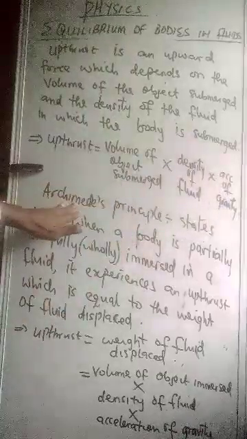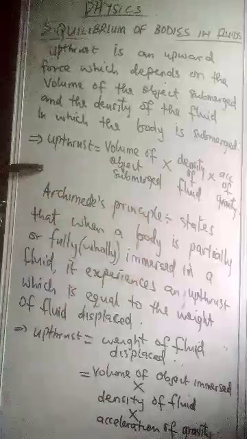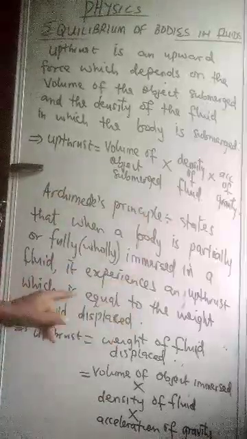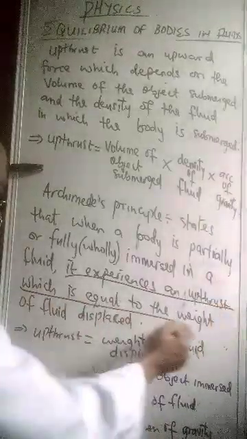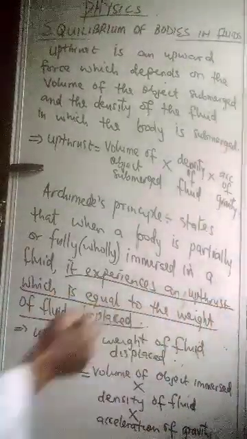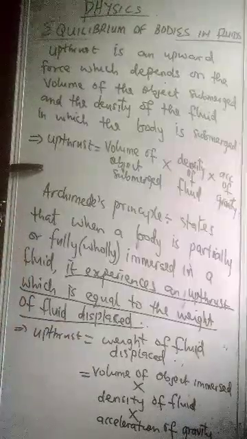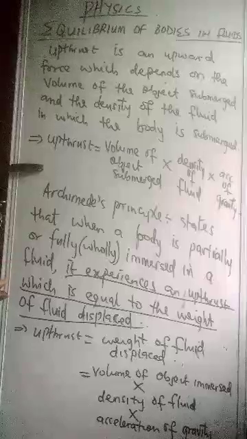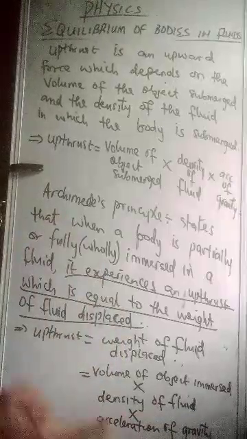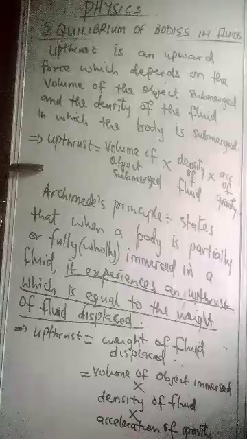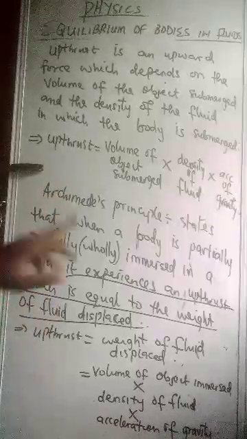Now, as stated in Archimedes' principle, when a body is partially or fully immersed in a fluid, it experiences an upthrust which is equal to the weight of fluid displaced. We need to pay attention to this part: upthrust equals the weight of fluid displaced. That means it's not referring to the weight of the whole fluid. When you put an object in a fluid, the level of the fluid comes up. The amount by which it comes up, if you can collect it and weigh it, is the weight of the fluid displaced. So don't mistake it for the whole fluid. It's only the part of the fluid that is displaced whose weight we calculate, and whatever the weight of that is, is the upthrust.